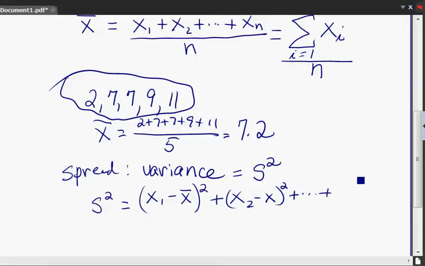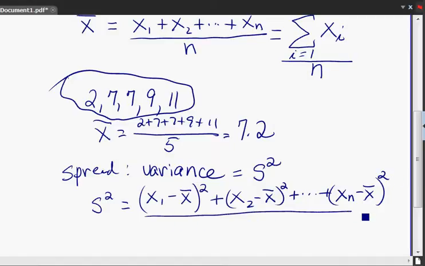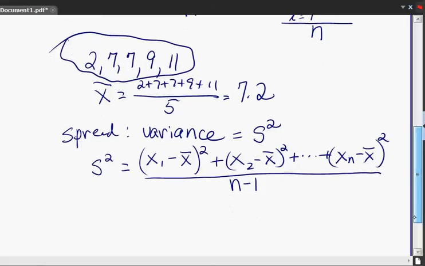For however big my data set is, all the way out to x of n minus... whoops, I didn't put a bar over that mean. And then I'm going to average that sum of those squares of their differences. And I'm going to divide not by n, but by n minus 1, because it's a funny kind of estimator. Maybe we'll get into a little bit later why it's n minus 1 and not n.